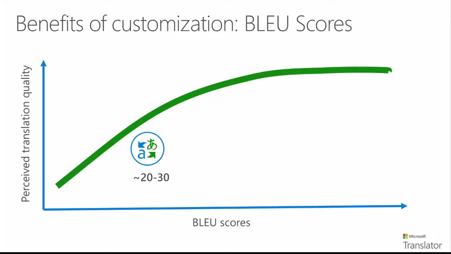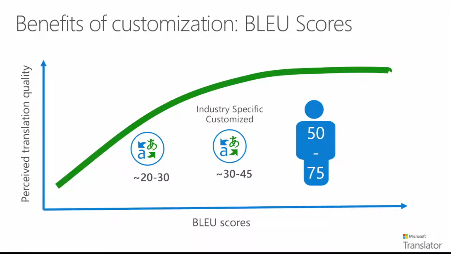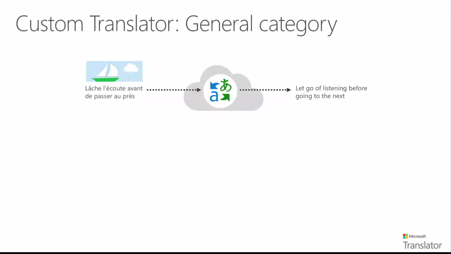If you are familiar with BLEU score, which is a common method to compare the automatic translation to a human reference translation, then you will get about a 10 to 15 point increase out of it.